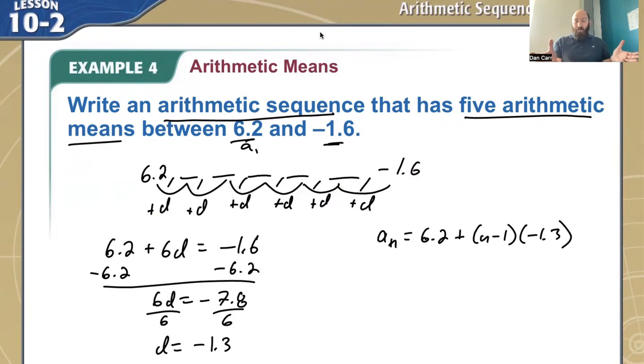Okay? Arithmetic means, that's another special term. These are terms that are in between two known terms. So if we have 5 arithmetic means, we create this scenario like this. We could have 4, whatever. It just creates like extra spaces in between.